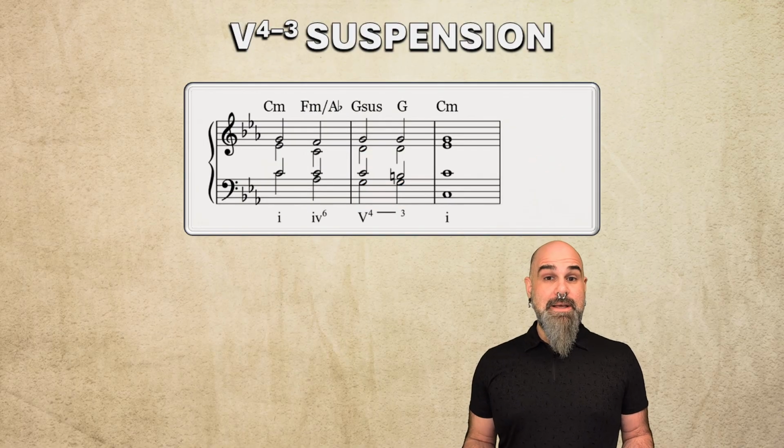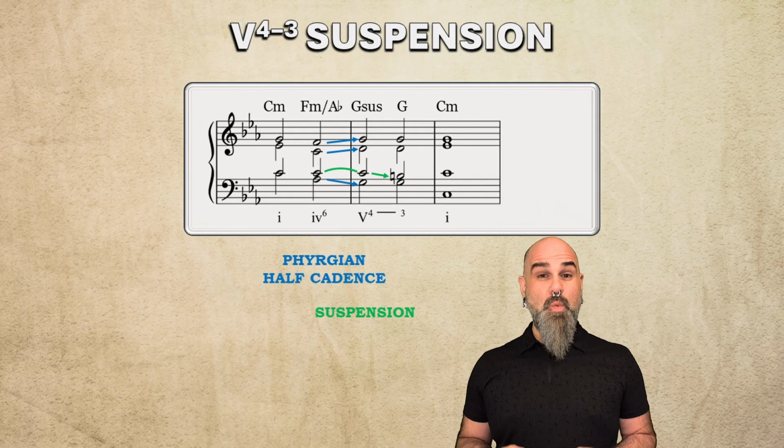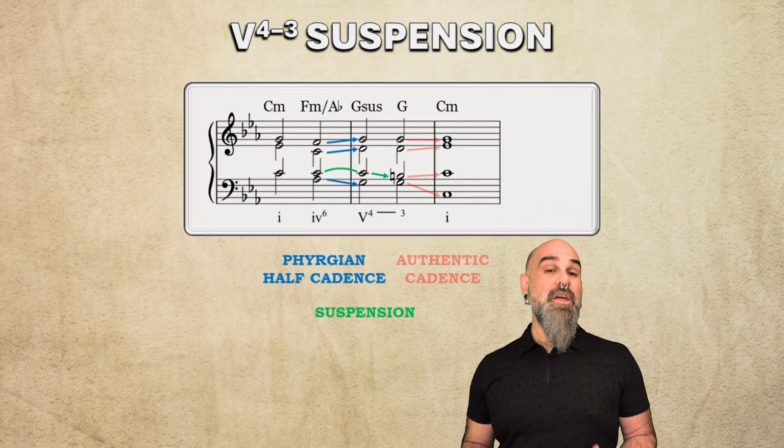Now let's see a minor key example, starting on 1, moving to 4/6, creating a Phrygian half cadence with a suspension, then ending it all with an authentic cadence.